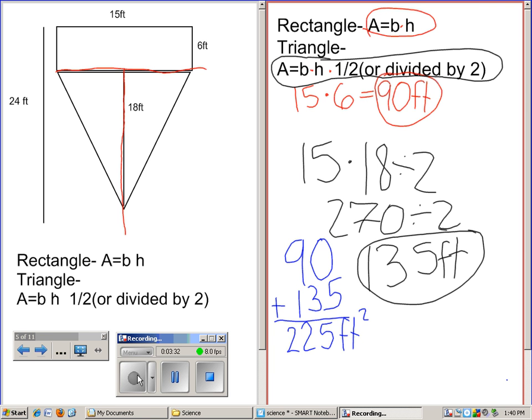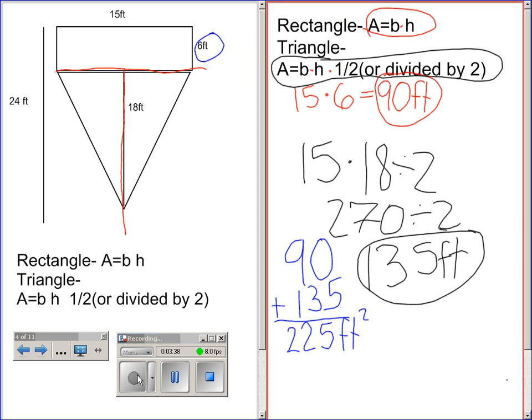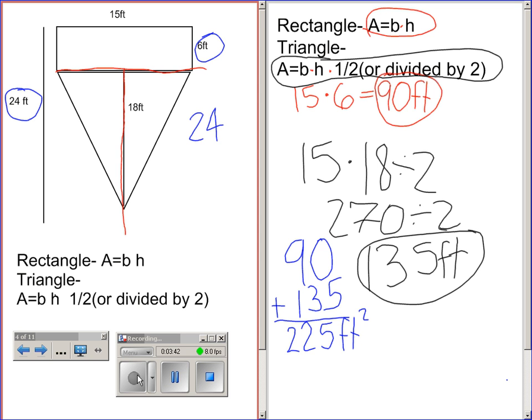The way we got 18, in case you were wondering, is we subtracted 6 feet from 24 feet. 24 minus 6 is 18. Because the triangle and rectangle are not one shape.